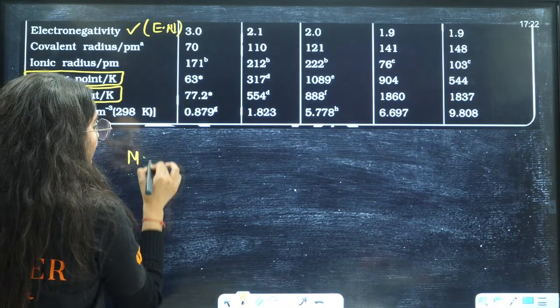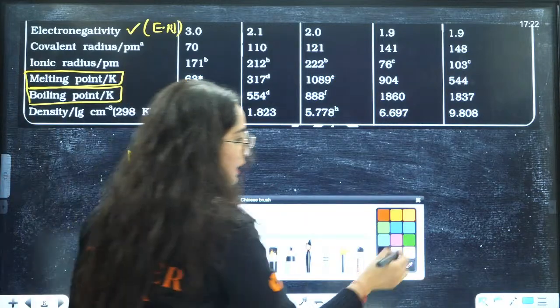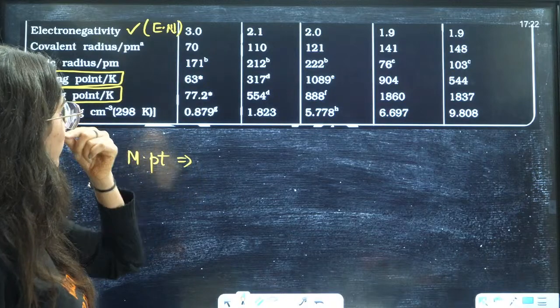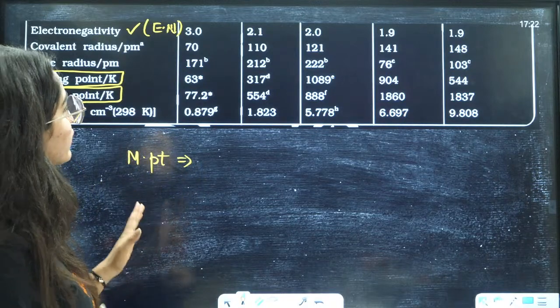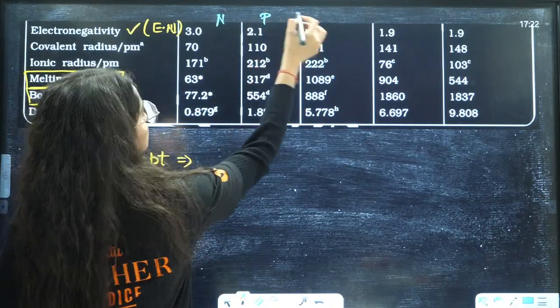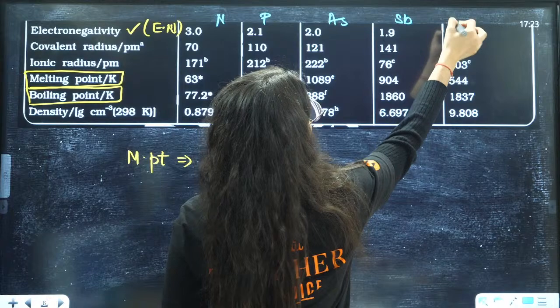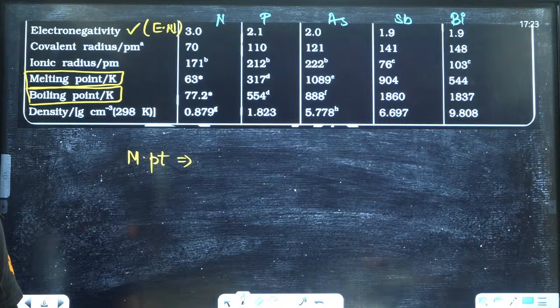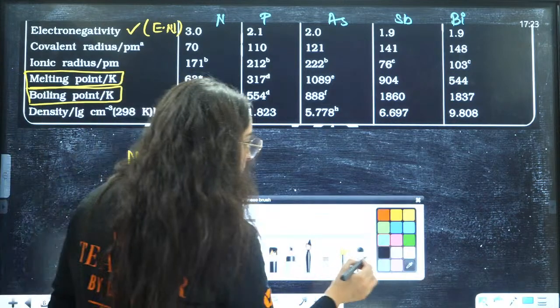Now what about melting point? Can you see the order here? Can anybody tell me the order of melting point here? Anybody in the chat box? What is the melting point order?